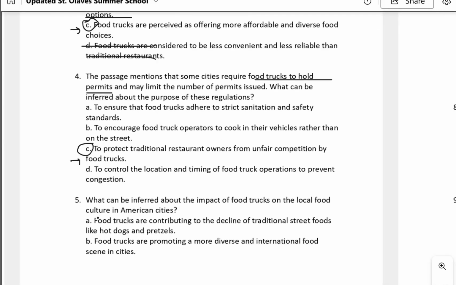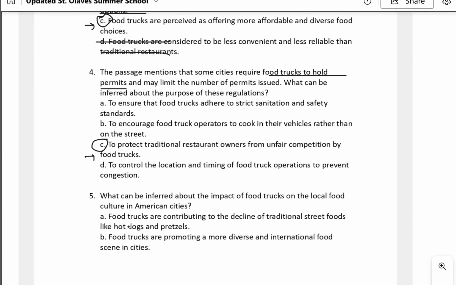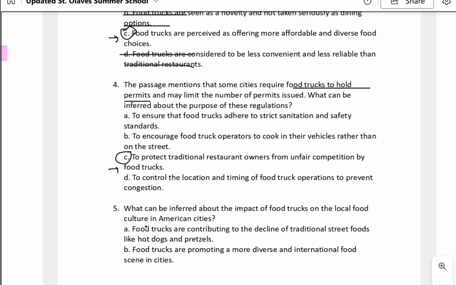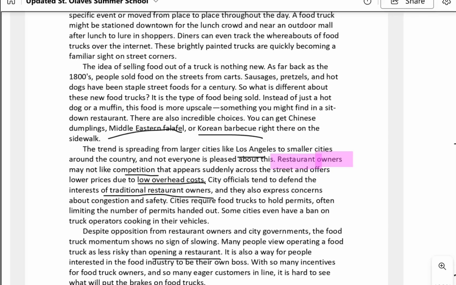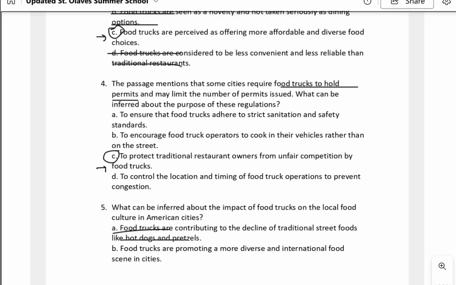So the passage is talking about how non-traditional it is, and it doesn't really talk about how there's less sale of hot dogs and pretzels. You sort of need to generalize what the passage is talking about, the impact. So this one's a bit too specific, talking about hot dogs and pretzels. B is looking most likely because food trucks are promoting a diverse and international food scene in cities, and it talks about the Middle Eastern falafel, the Korean barbecue right over here. And so B is looking most likely.